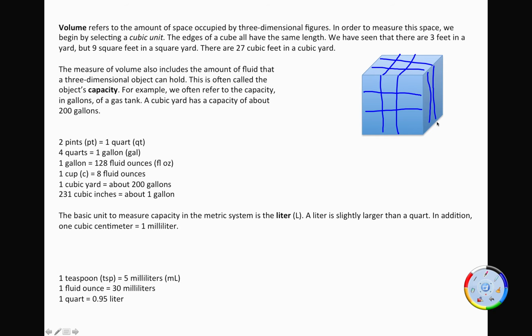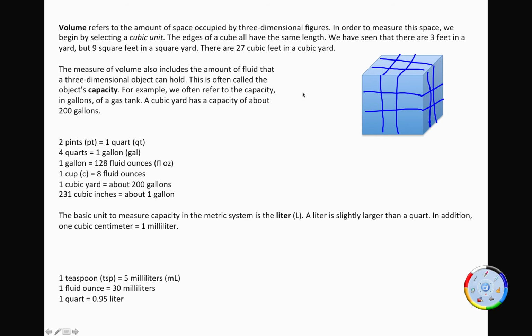Now, if I count the number of cubes, here's 1 cube, 2, 3. Here's 3 cubes just on that corner. Here's 3 more cubes, so 6, 9 cubes, 12 cubes for this stack, 15, 18, 21, 24, 27 cubic feet in a cubic yard.